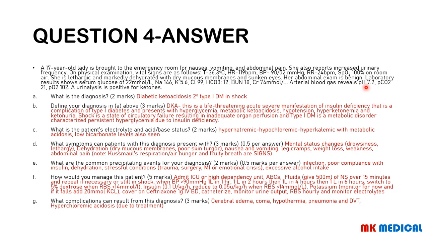Remember that DKA is a life-threatening, acute, severe manifestation of insulin deficiency. It is a complication of type 1 diabetes and presents with hyperglycemia, metabolic acidosis, hypotension, hyperketonemia, and ketonuria. Shock is defined as a state of circulatory failure resulting in inadequate organ perfusion. Type 1 diabetes is a metabolic disorder characterized by persistent hyperglycemia due to insulin deficiency.